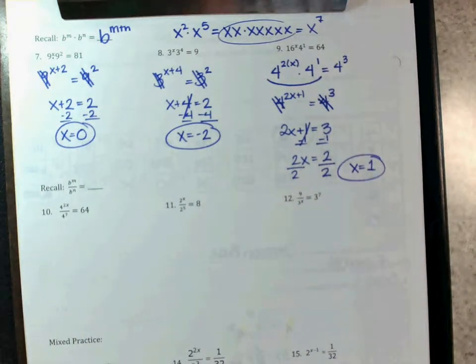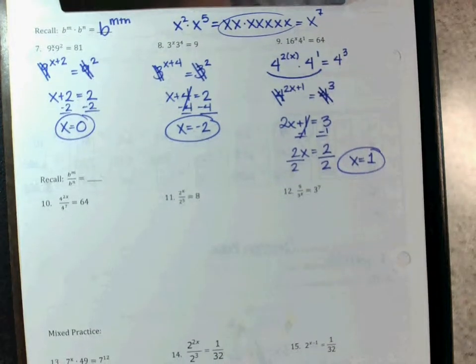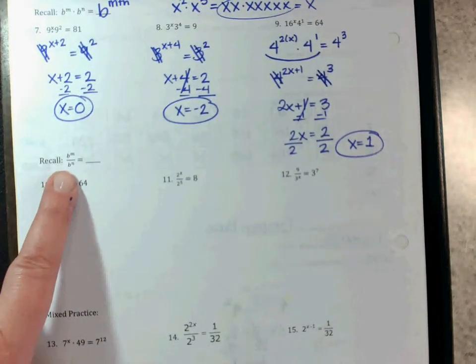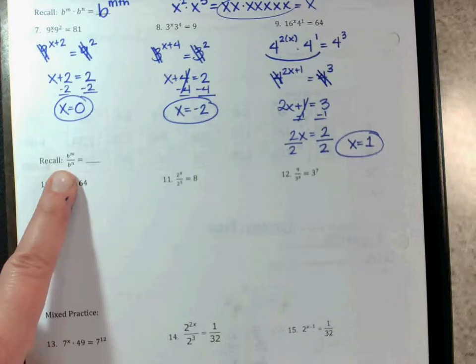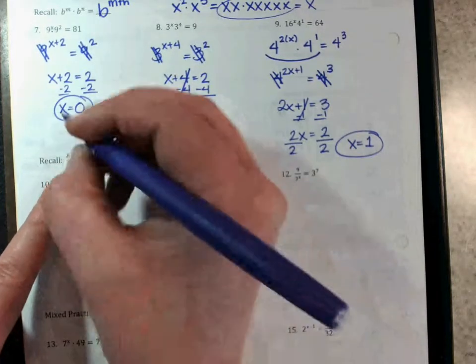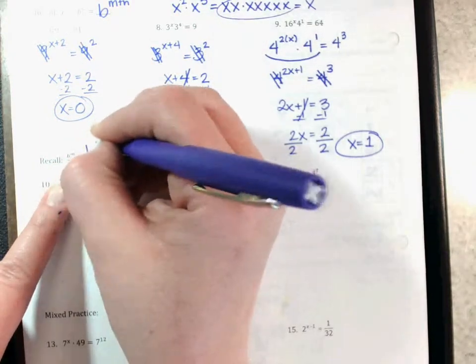Now, if when multiplying the bases you add the exponents, what are you going to do when you divide the bases? Take a guess. You're going to subtract. Very good. So if you multiply the bases, you add the exponents. Well, then if you divide the bases, you subtract.